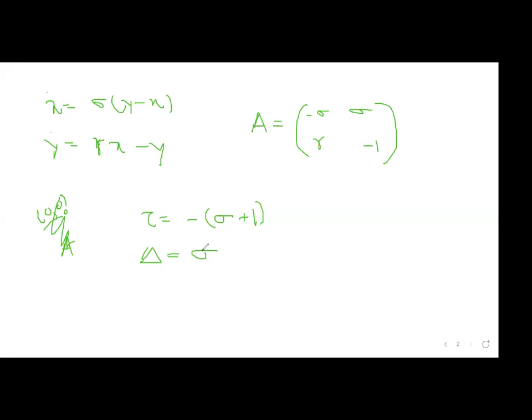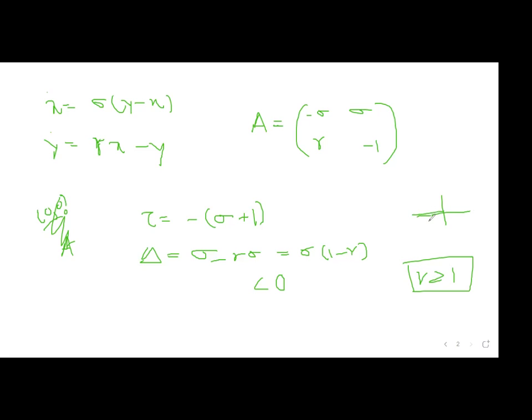Tau and delta is the determinant of the matrix, which is sigma minus r. So what can you say about the determinant? For a fixed point, we have the condition that r is greater than 1. If r is greater than 1, delta is negative. Delta is negative means you have a saddle.